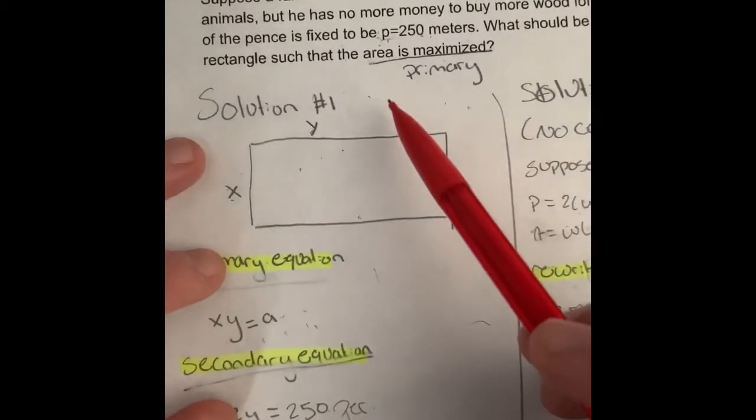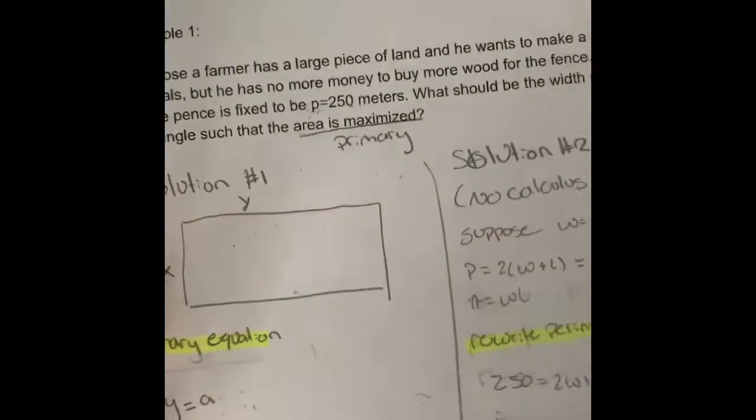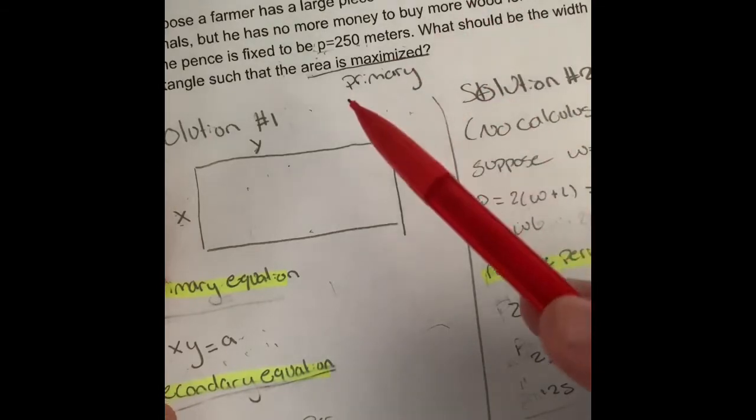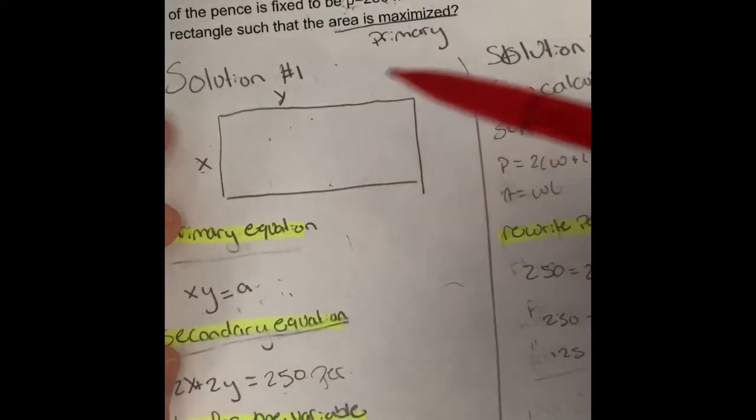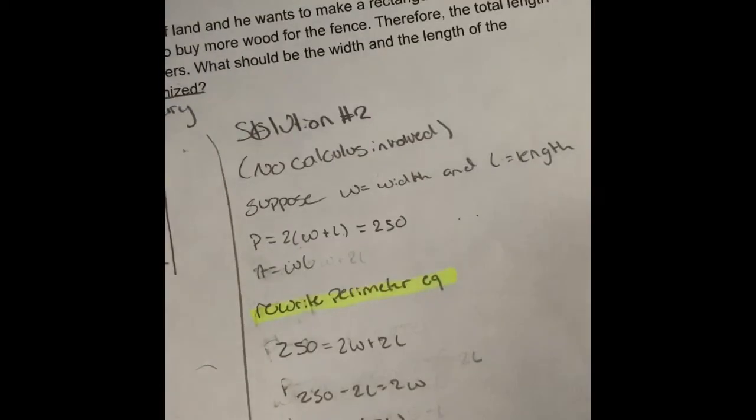Now let's analyze why these two numbers are the same. Well, it's telling us that it's a rectangle and we want to maximize the area. So the maximum area for any rectangle would be a square. And since the maximum area is a square, that means x and y have to be the same number. So this solution does make sense. Now let's move on to solution 2.